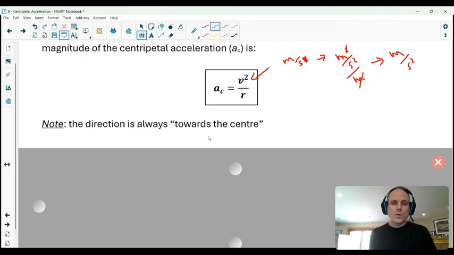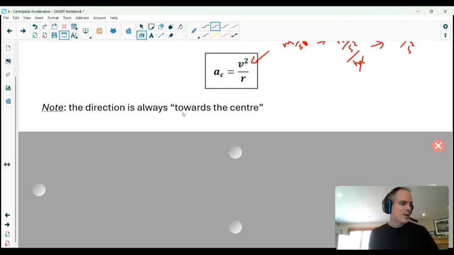And our direction, we're always going to say towards the center. So you'll notice in our formula, they don't have vector hats because they're not using vectors. We're only finding the magnitude. And we happen to know that it's always towards the center.